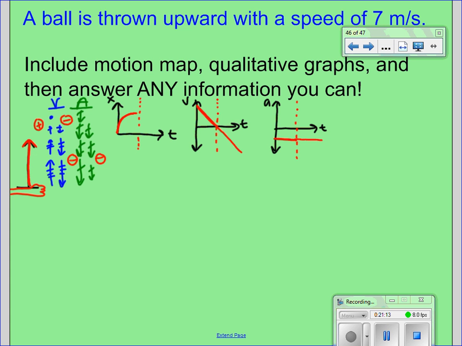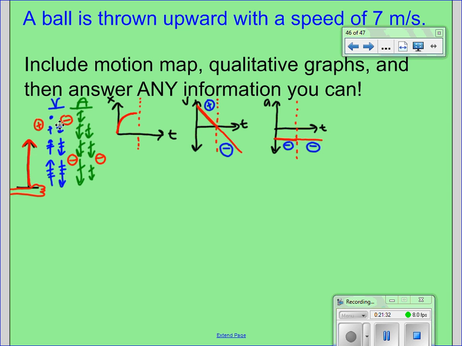And notice, that makes perfect sense. When velocity was positive and acceleration was negative, what was it doing? Slowing down. Now that the velocity is negative and the acceleration is still negative, since they have the same sign, it will be speeding up.